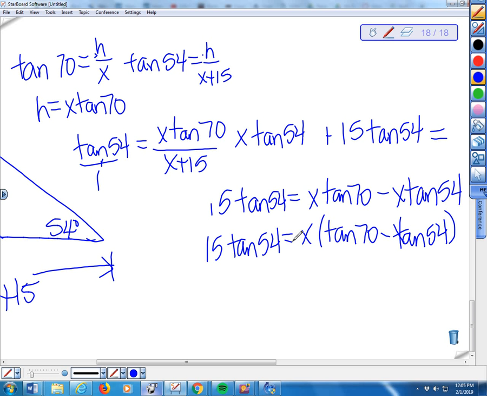8. It's the height, is that right? I don't see an answer there. 15 meters longer. I get 8. Let me redo it: 15 tangent 54 divided by tangent 70 minus tangent 54. I think I forgot to close my parentheses. 15. Height of the tower is 15 meters.